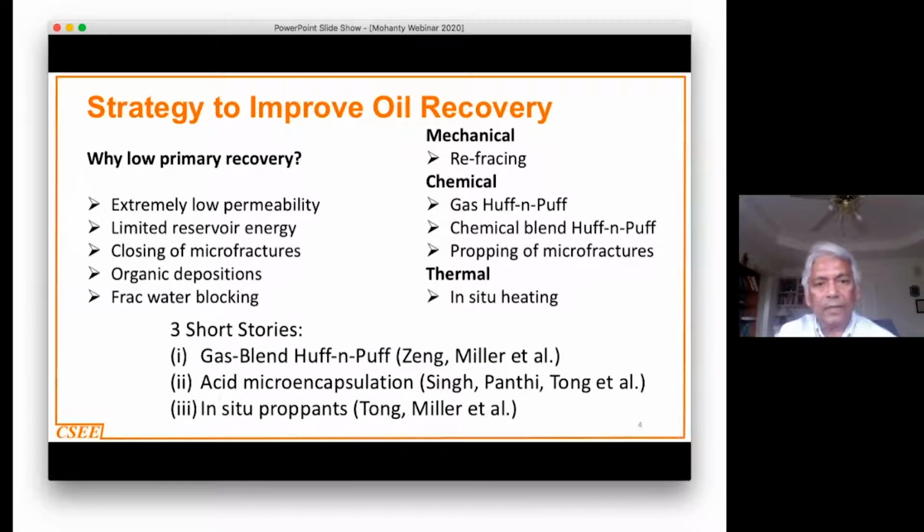First one is a combination of this gas and chemical blend. The second and third ones are both aimed at propping up these microfractures. So let me go through these one by one. If you have any questions, please put them in the chat box, and I would like to answer those questions at the end of the talk.